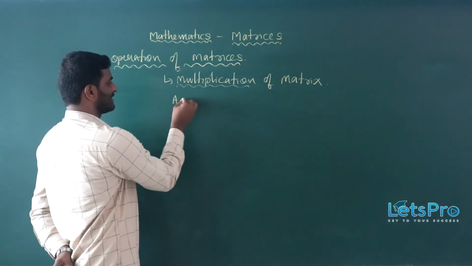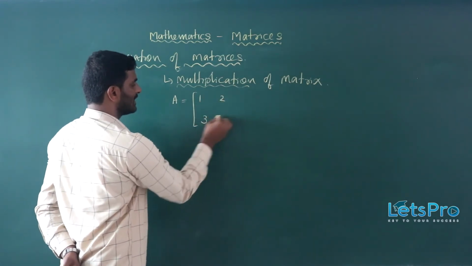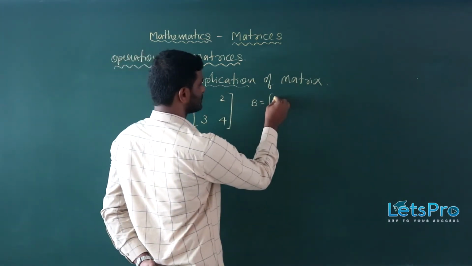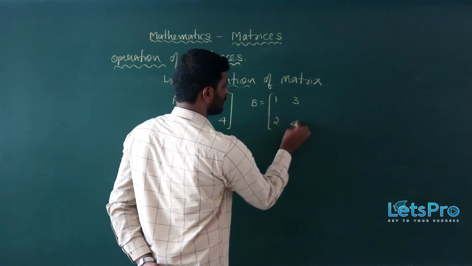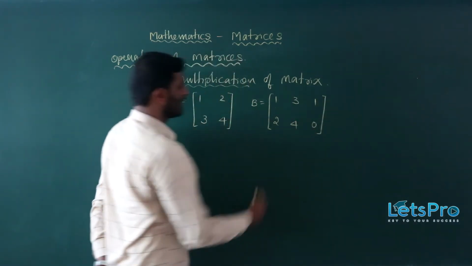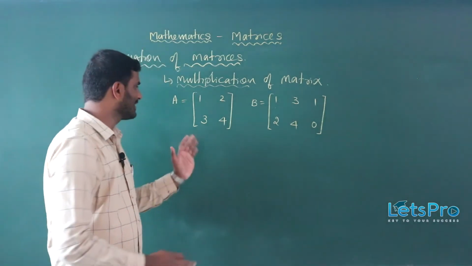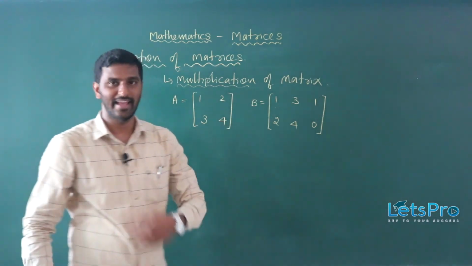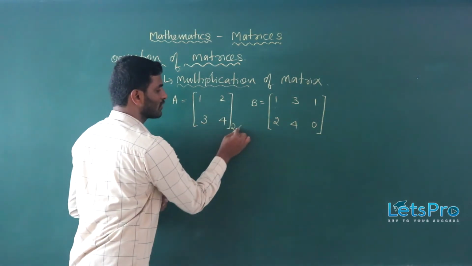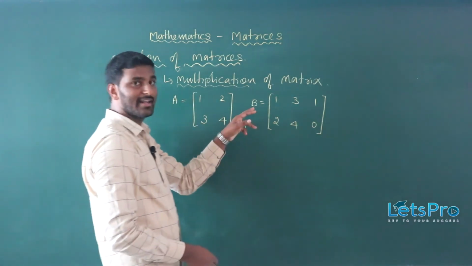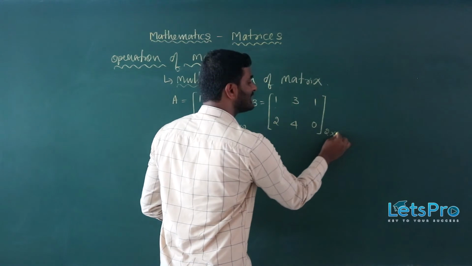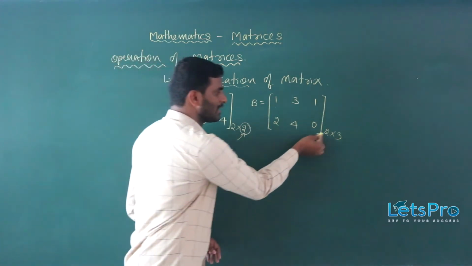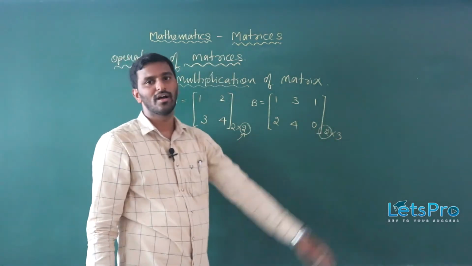There is a matrix A equal to 1, 2, 3, 4. And the B matrix is equal to 1, 2, 3, 4, 1 and again 0. Is it possible to multiply these two matrices? Yes, because the order of the first matrix is 2 cross 2, so there are 2 rows and 2 columns. Here also there are 2 rows and 3 columns. Hence, we observe the column is equal to 2 and the row is equal to 2. The row is equal to the column.